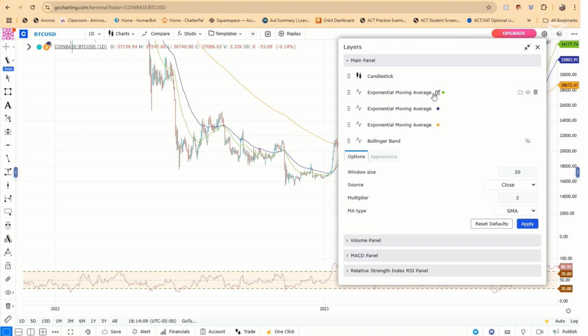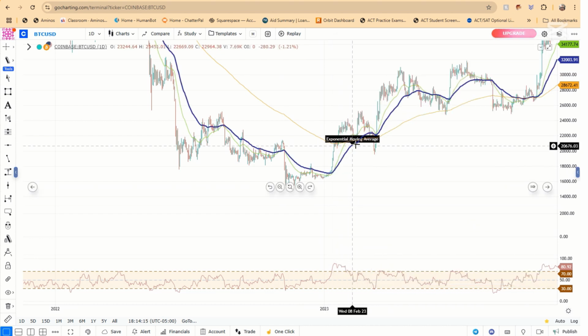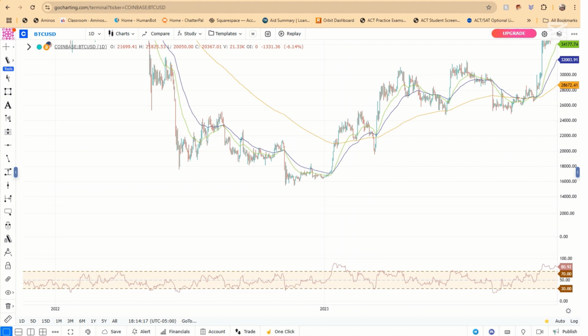We have the 25, we have the 50, and we have the 200. I like using the green for 25, 50 blue, 200 orange. Use them to track trends and watch for golden and death crosses. Shifts, prices are going to keep on going up, or prices are going to keep on going down.